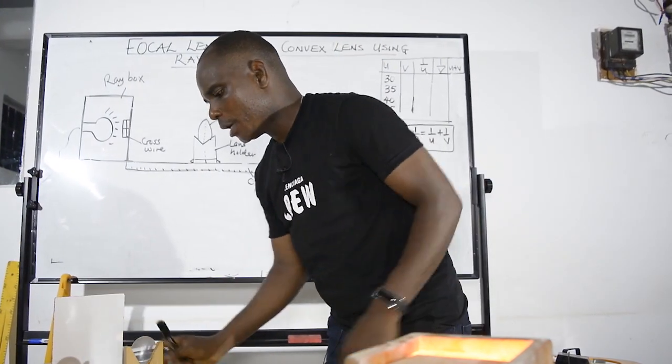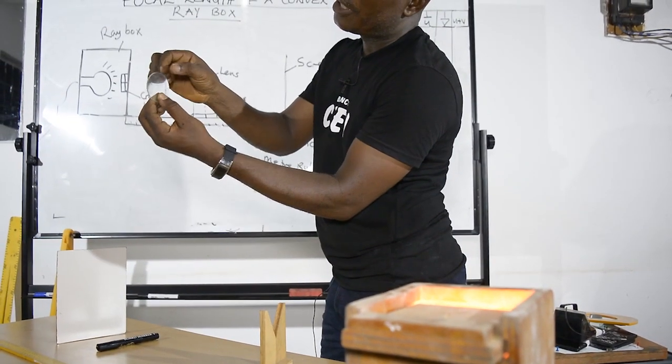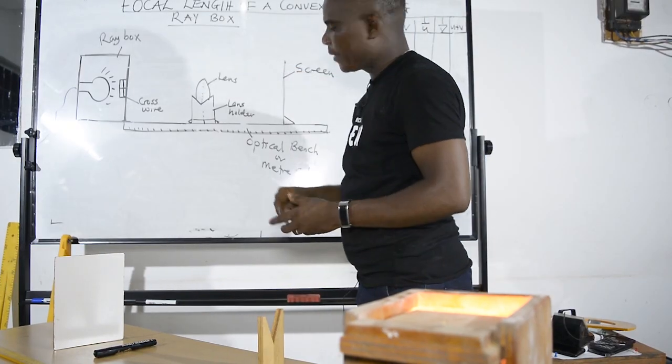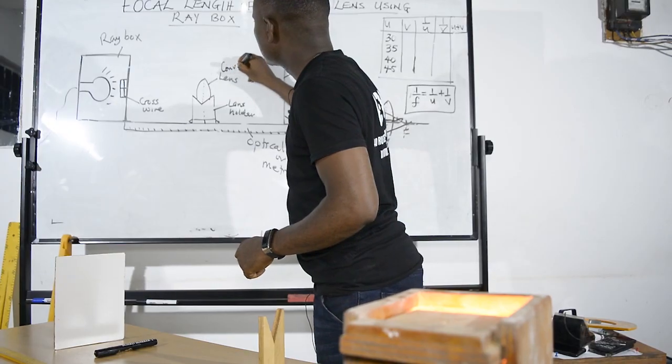So you have a screen, and now we have the lens itself. This lens is thicker in the middle and thinner at the edges. This is the convex lens. I'm going to label it for you. This is the convex lens.